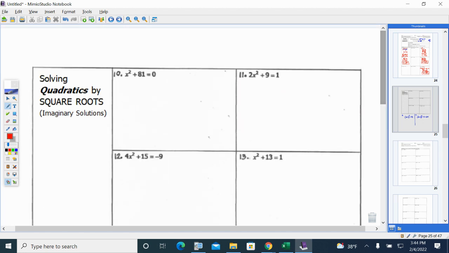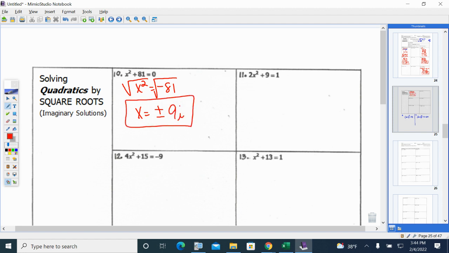So solving quadratics by square roots where we have imaginary solutions. Looking at number 10, x squared plus 81 is equal to 0. We're going to subtract the 81, and we get 0 minus 81, which is a negative 81 on the right side. And when we square root both sides here, what we have is a negative under the radical, which gives us an i. So x equals a positive and a negative square root of 81, which is 9, and don't forget the i. So now what we have are solutions that include imaginary numbers.